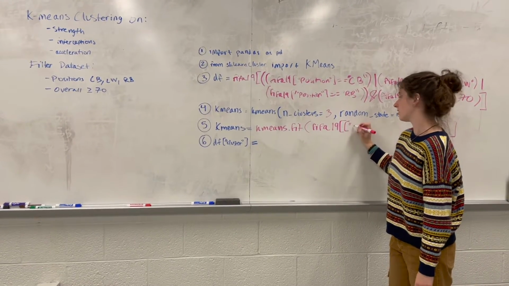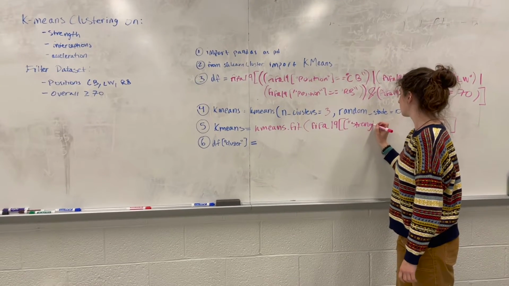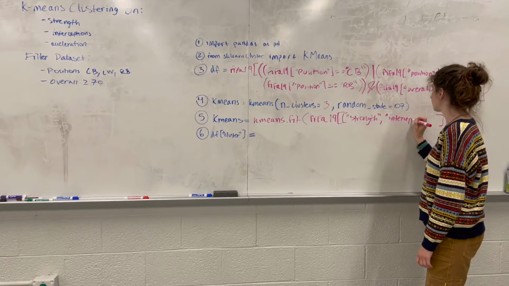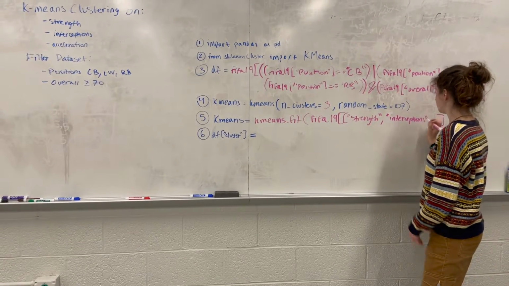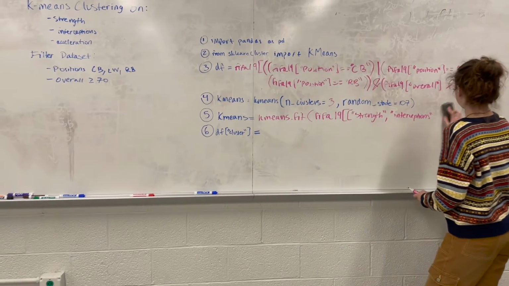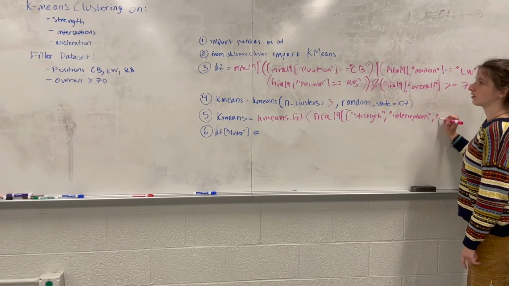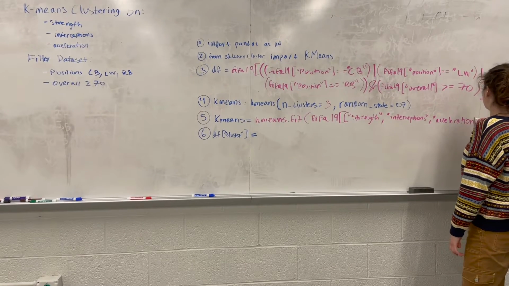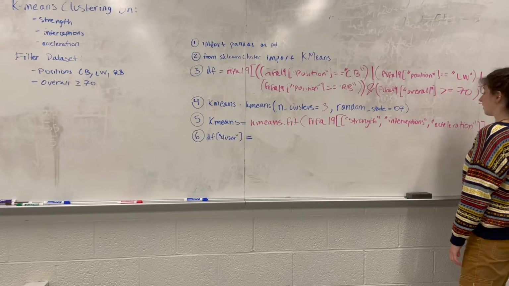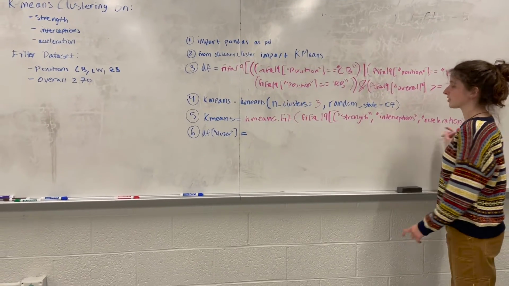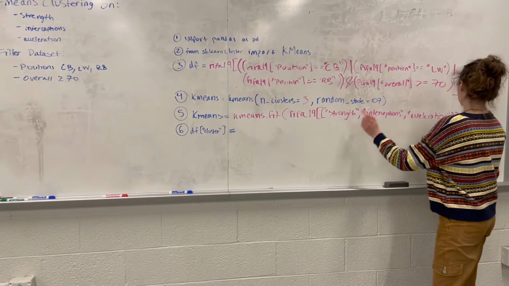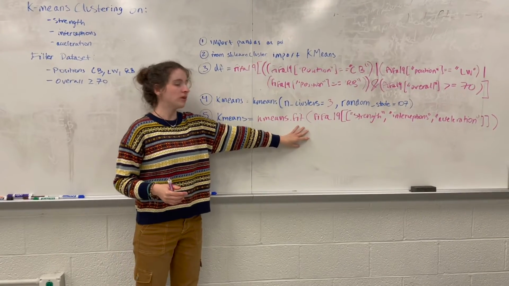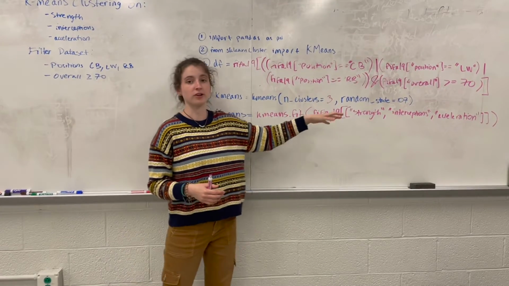So let's start out just being like strength, interceptions, acceleration. And again, make sure you spell everything right, make sure you have quotes around everything, and just to reiterate, it's a list of columns, so there's 2 square brackets. Now we've fit our data to our 3 characteristics.